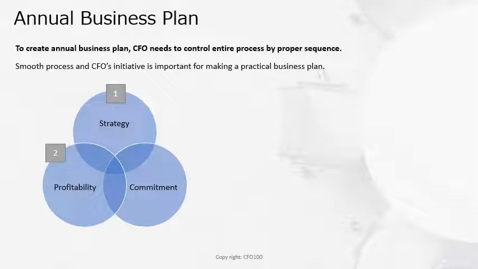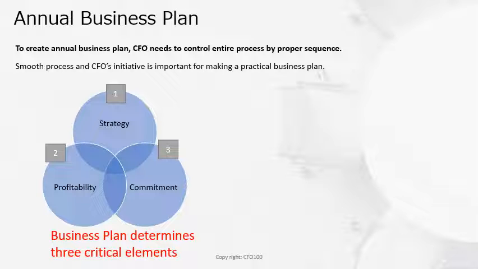In addition to the above points, making a business plan is a commitment to stakeholders. Once the company and CFO prepare the business plan, this is a clear commitment to stakeholders, including shareholders, customers, suppliers, and employees. Especially, it is a very clear commitment to its shareholders. When the CFO makes a business plan, we need to keep those three elements in mind.